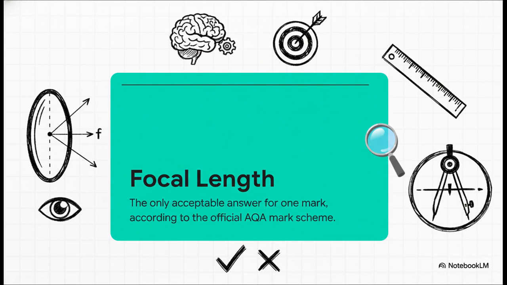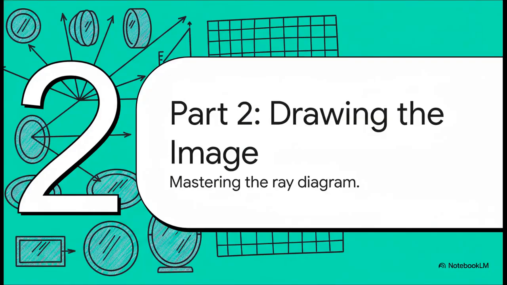The official mark scheme is crystal clear about this. To get that 1 mark, you have to write focal length, not focus point, not focal distance. It has to be focal length. See? Precision is everything. All right, moving on.